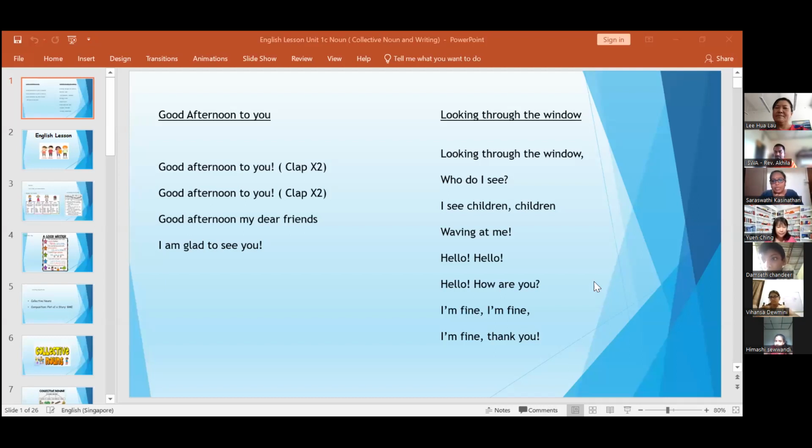We will start our lesson with our good afternoon song. I've already written out the lyrics for you so that everybody can sing along with me.